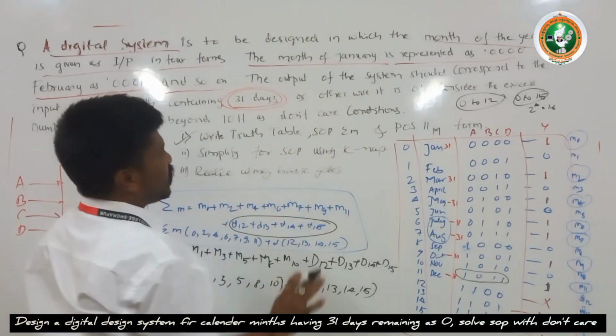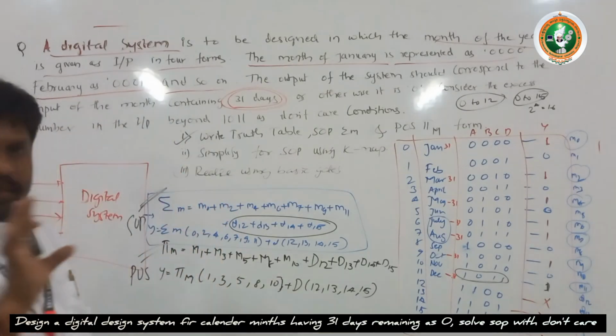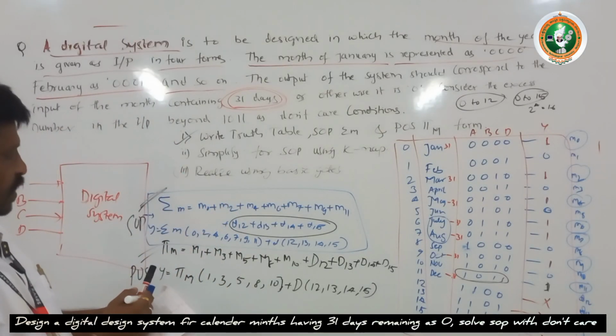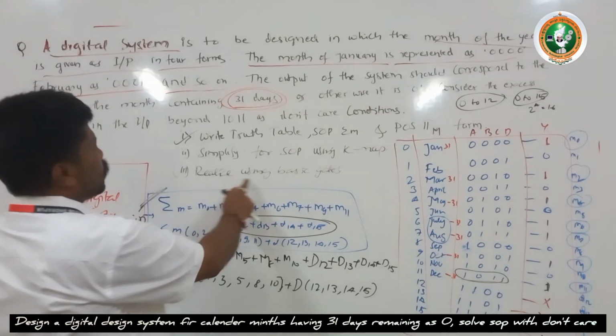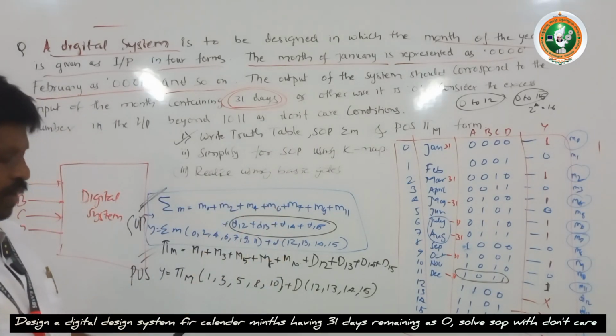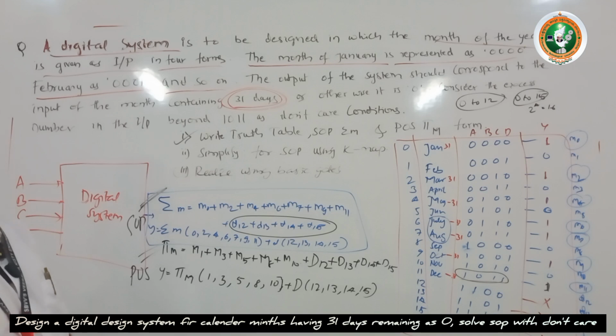Simplify the SOP using the K-map. We have to take the SOP, put it in the K-map and solve it. I have to consider a 4-variable K-map. Okay, how to write it, and also realize it using the basic gates. Whatever output you get now has to be realized using only the basic gates.